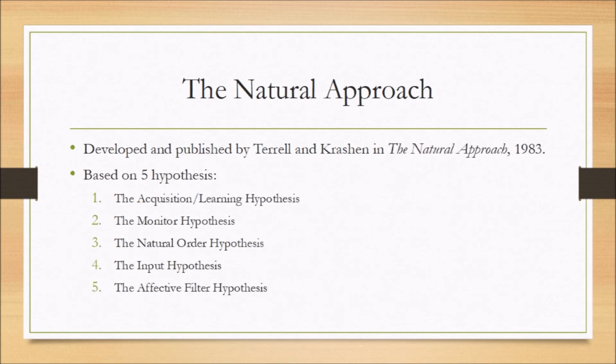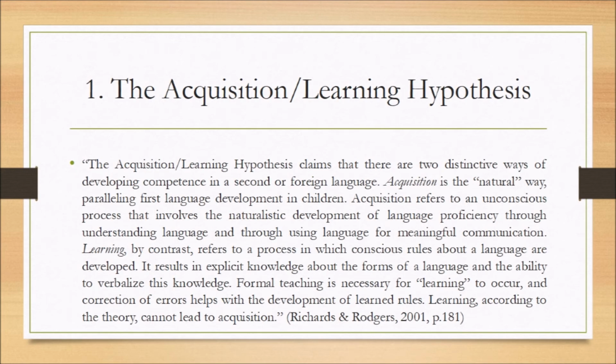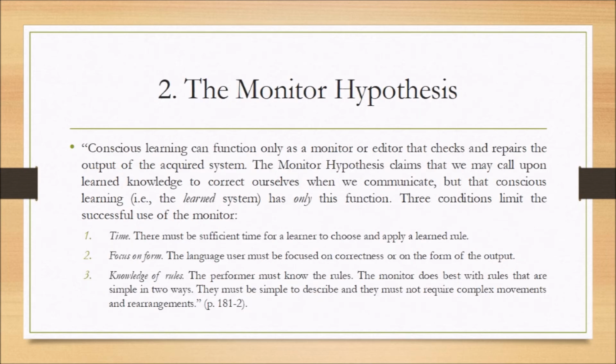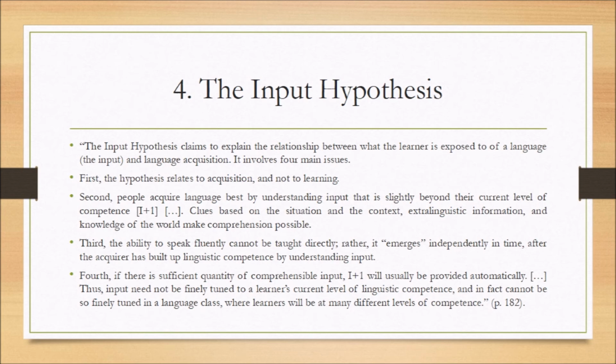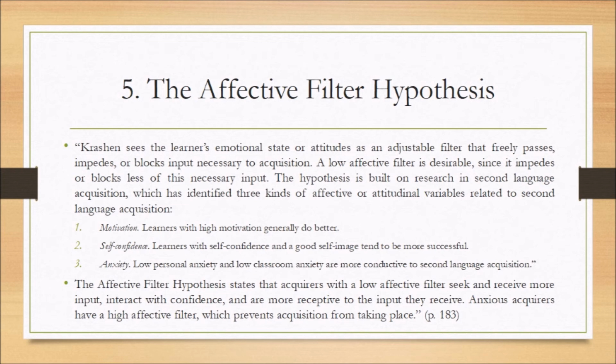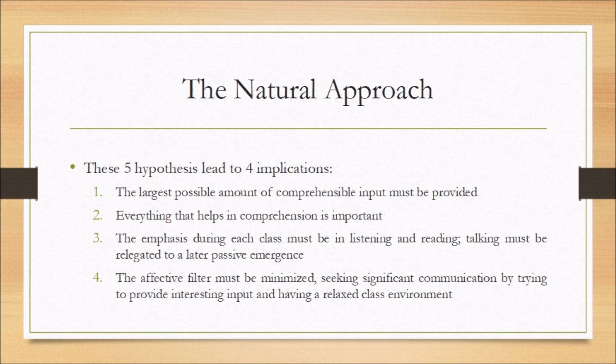Now, as regards the natural approach, it was developed and published by Terrell and Krashen in The Natural Approach, dated 1983. It is based on 5 hypotheses: the acquisition-learning hypothesis, the monitor hypothesis, the natural order hypothesis, the input hypothesis, and finally the affective filter hypothesis. These 5 hypotheses lead to the following 4 implications.